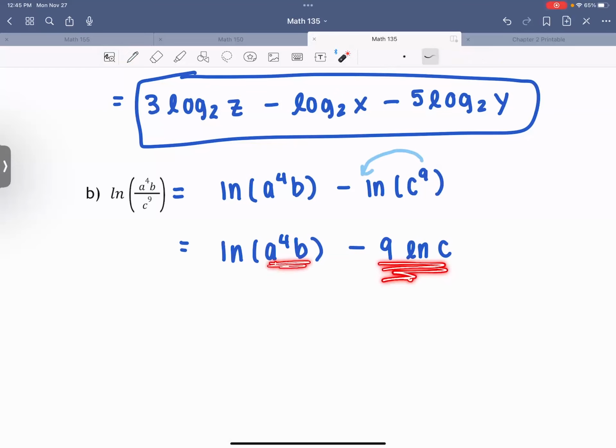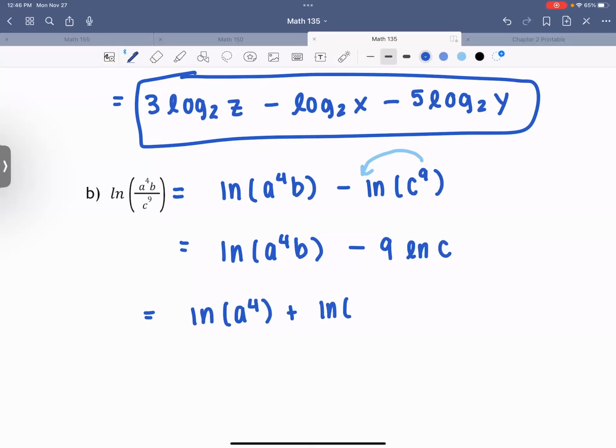Here, I have a couple things going on. I have a product and I have a power, right? Now, remember, this power is only attached to the a. So I don't want to apply the power rule yet because if I bring that 4 up front, that 4 is only in front of the a, not both the a and the b. So, I guess I just told you this, but we're splitting up the multiplication first, right? Okay. So this becomes ln of a to the 4th plus ln of b minus 9 ln of c.